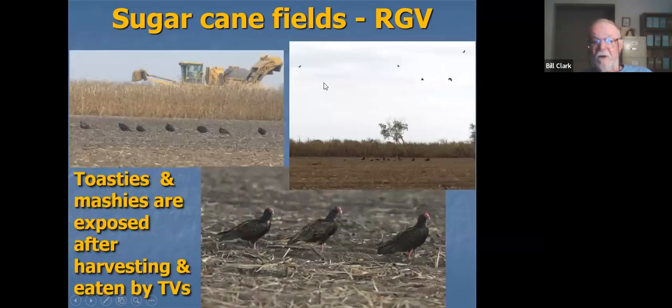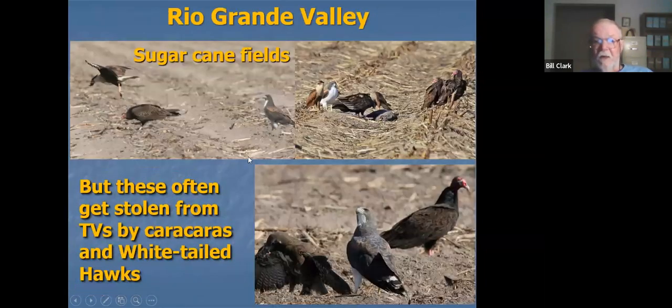Now here's the harvester, and you can see this part of the field's harvested, and this one is just in the process of harvesting. So they're exposed after harvesting and then eaten by turkey vultures. But these get stolen by the caracaras and white-tailed hawk. So there's often a lot of tussling going on. So this is a white-tailed hawk, and this is a caracara.